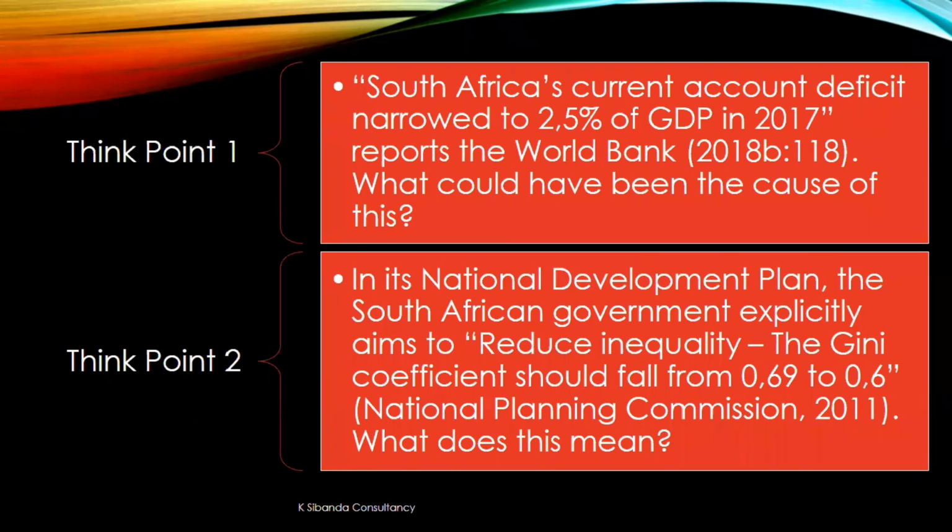So they are equally important. Now, the second think point, which also gives us the macroeconomic concept, is looking at the bigger picture, the whole economy. It talks about in its national development plan, the South African government explicitly aims to reduce inequality. Now, already, this tells us that, number one, it's a national development plan, which means we are looking at the macro, we are looking at the overall, the bigger picture.